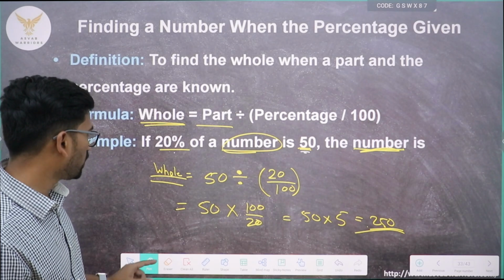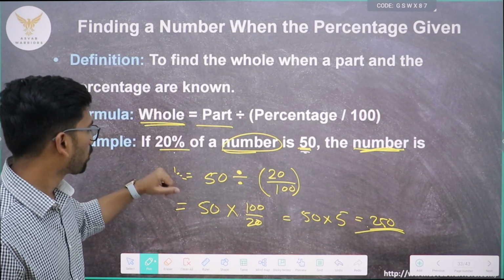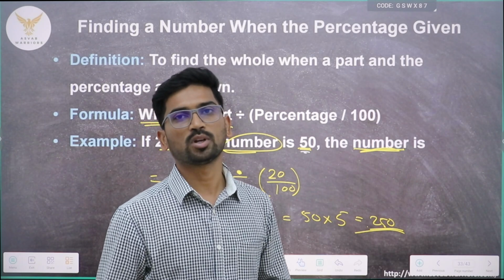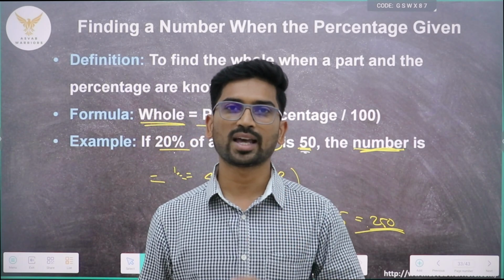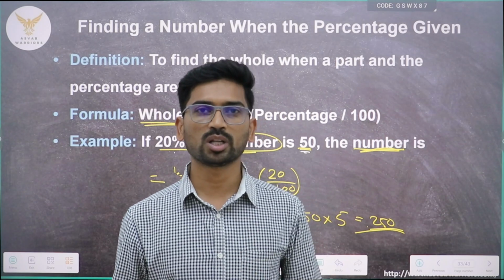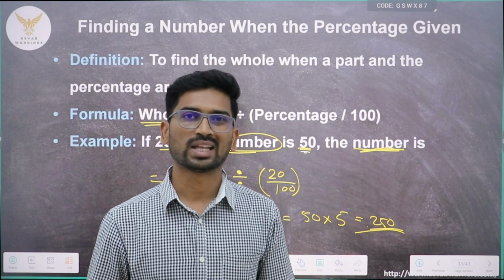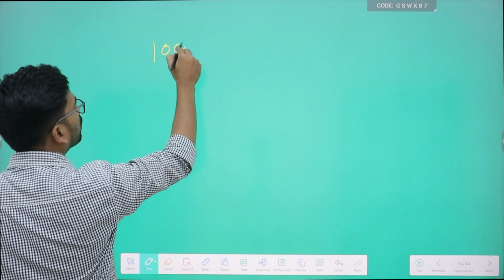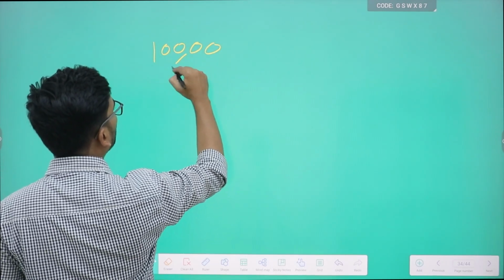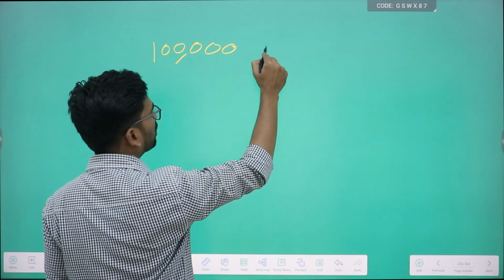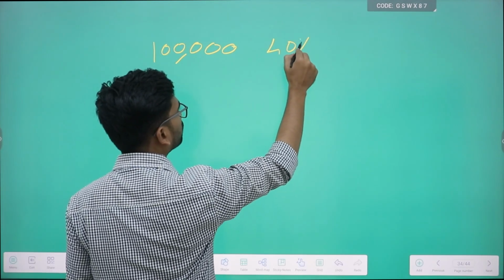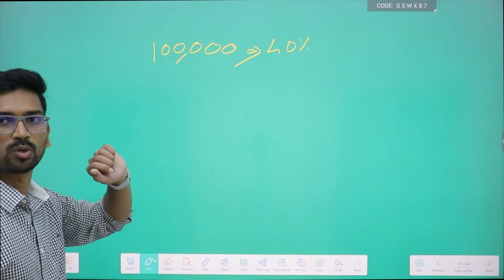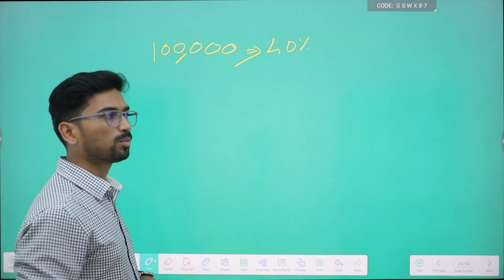So we will take our example. I said that the women population of a particular town is 1 lakh, and it is said to be 40% of the total population. Then what will be the total population? So 1 lakh is equivalent to 40%, which is the women's population. Then how much will be the total population?